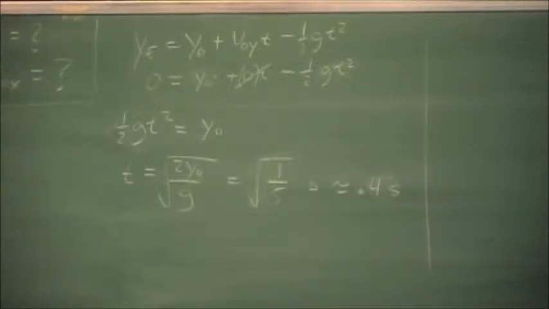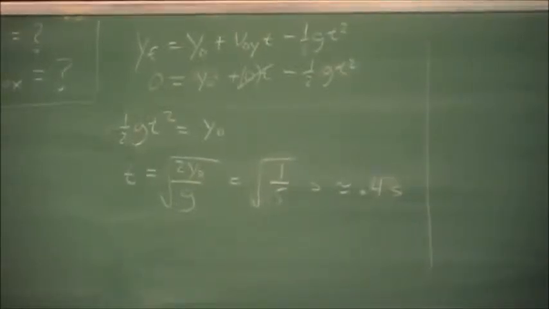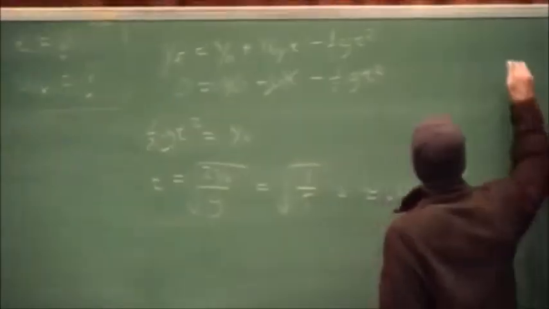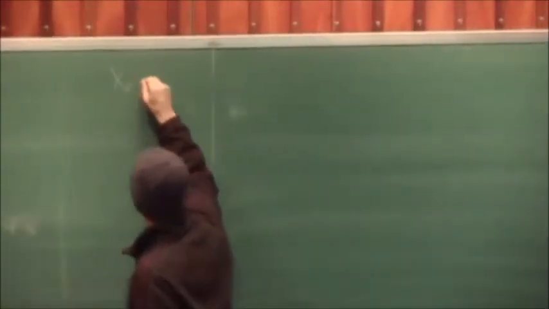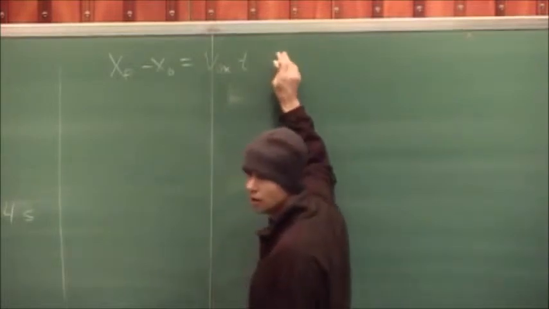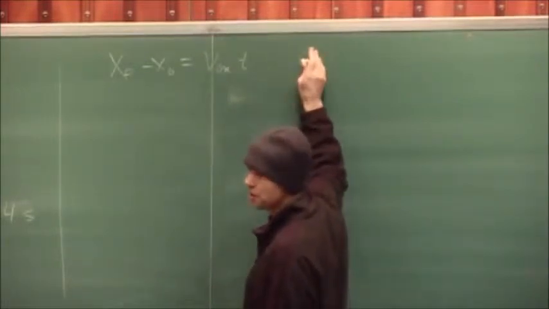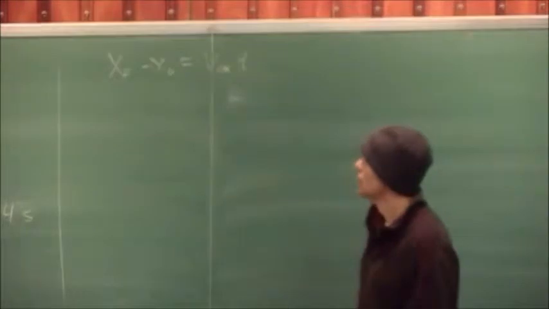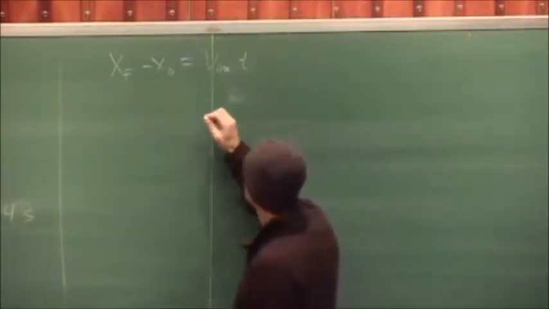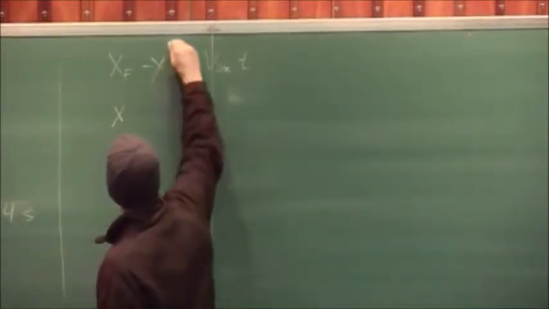How are we going to find V0x? X is equal to V0x times t. Okay. So x final minus x initial is equal to V0x times t. Do we have acceleration? No. Okay, good. Do we have t? Okay, good. So we can just say this is 0.